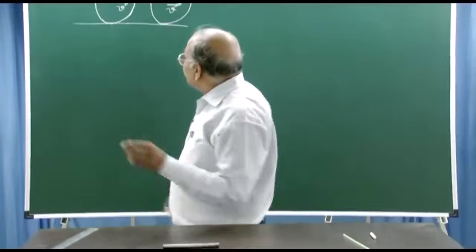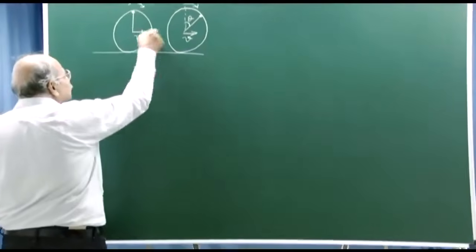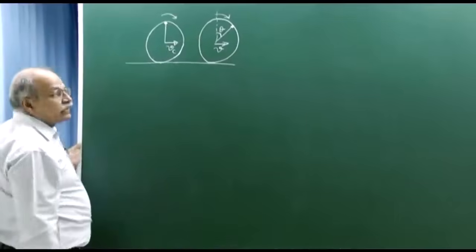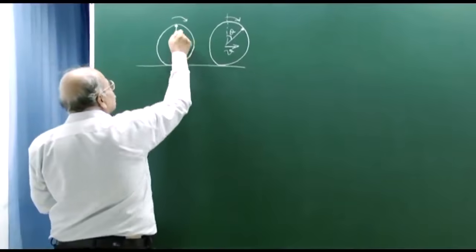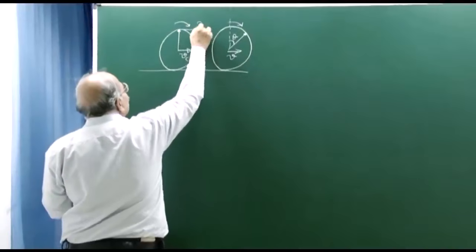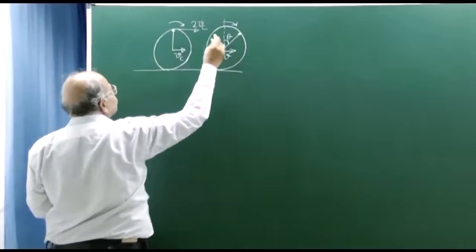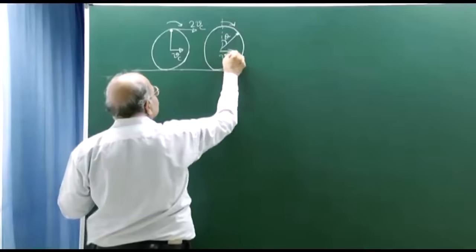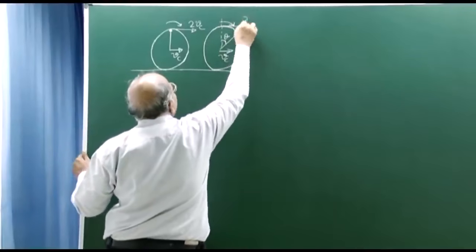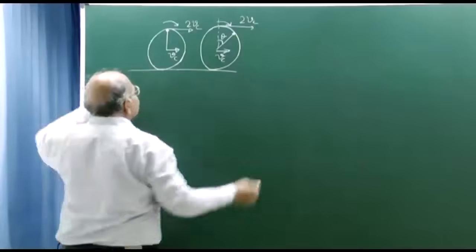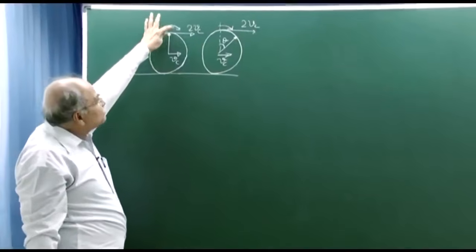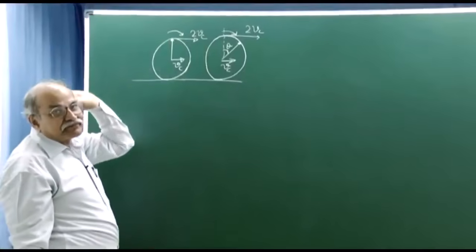So, in this condition, if this center is moving with some velocity, say Vc, V center, then at this time this top is moving with a velocity which is 2 times Vc. So, this is moving with velocity Vc, and this is moving with a velocity 2 times Vc. Whichever point is at the top at a given instant must move with this velocity.